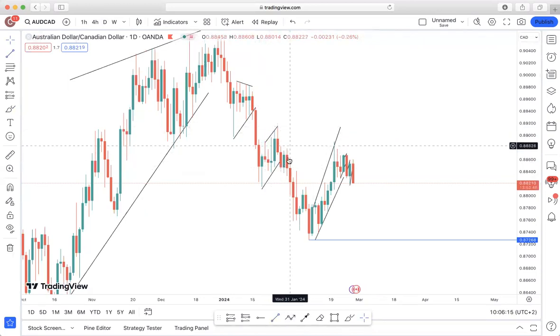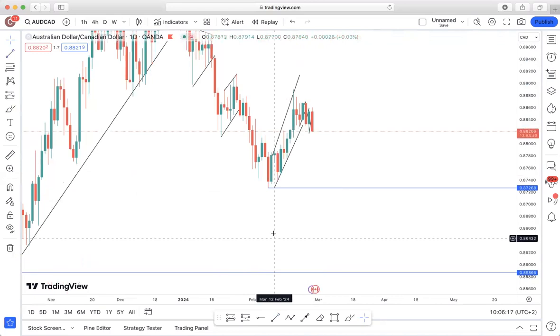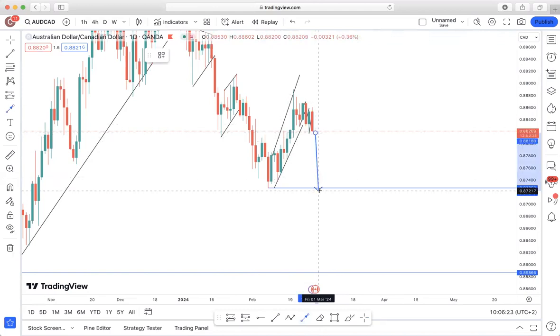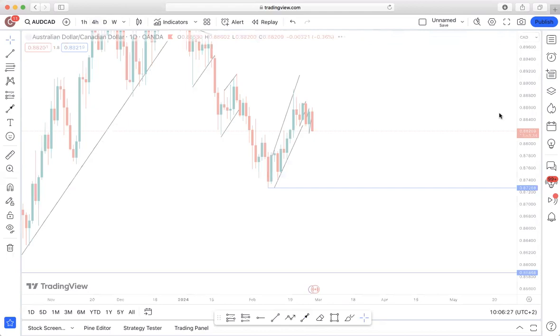Once it broke out, what happened? It impulsed down. So also over here currently, this is our current continuation pattern. It's at the breakout point, so this is more likely to continue to impulse all the way to the downside. So now jumping into our mid-time frame, what are we seeing on our mid-time frame?